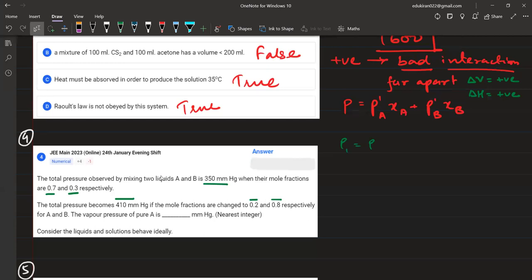P1, where you have P0 A, chi A1 plus P0 B, chi B1. There is another equation, this is for this line here. Then you have P2, which is equal to P0 A, chi A2 plus P0 B, chi B2. You have to use this equation and you have to get the vapor pressure of pure A.